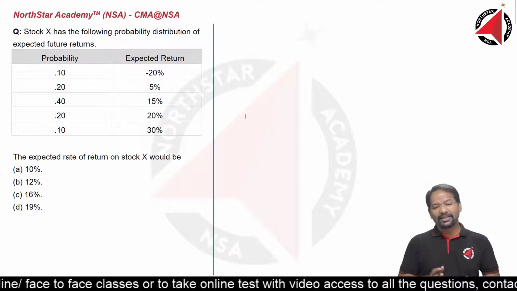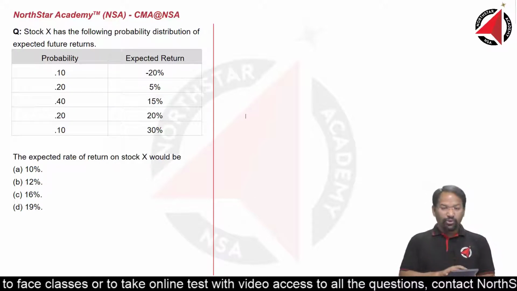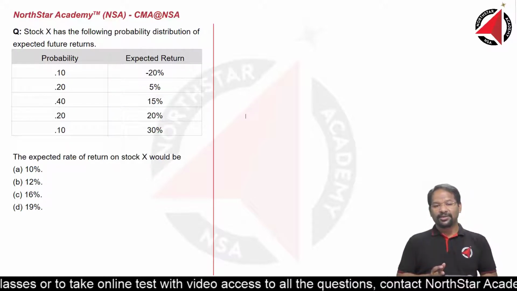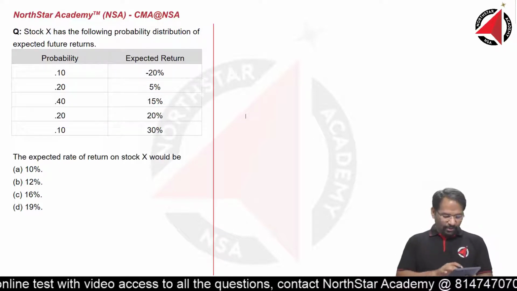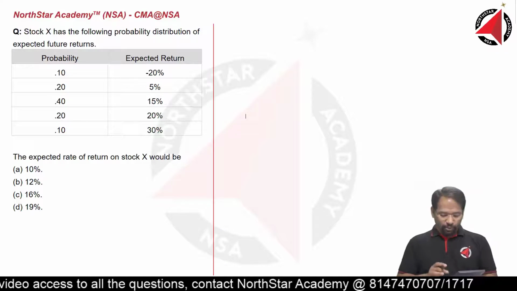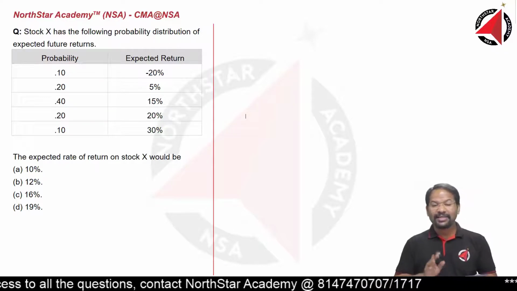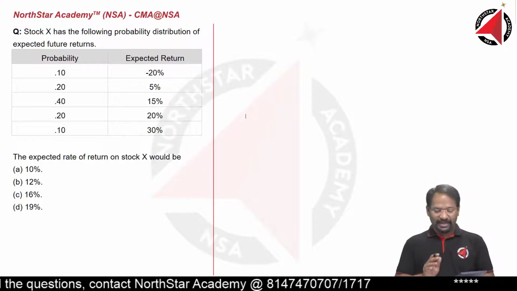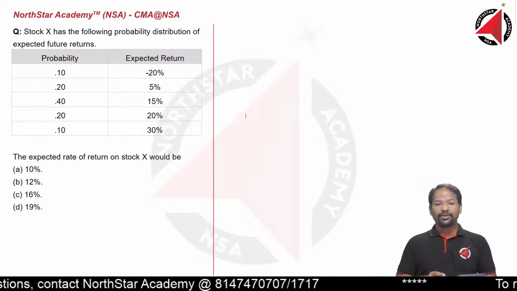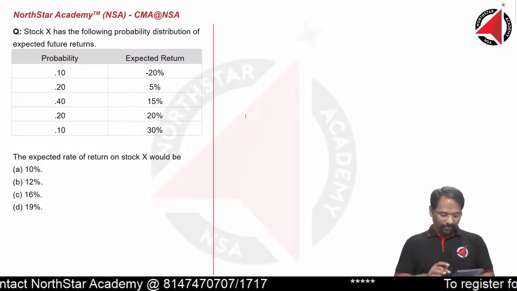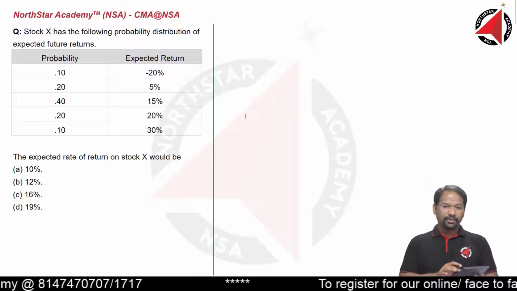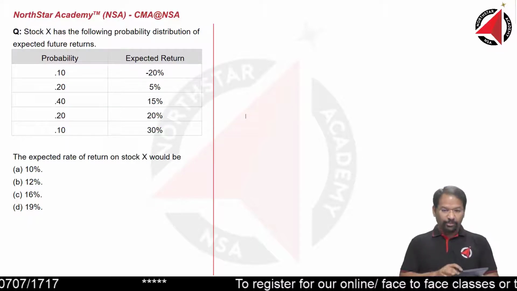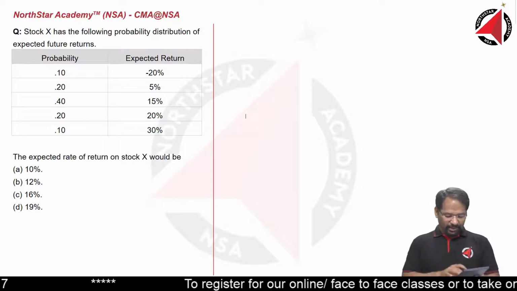The final answer has been given in percentage, so do not convert these percentages given in the question into decimals. So keep it in the calculator. Negative 20 into 0.1, right? So negative 20 into 0.1, we get negative 2%. Then 5 multiplied by 0.2, 15 multiplied by 0.4, 20 multiplied by 0.2 and 30 multiplied by 0.1.